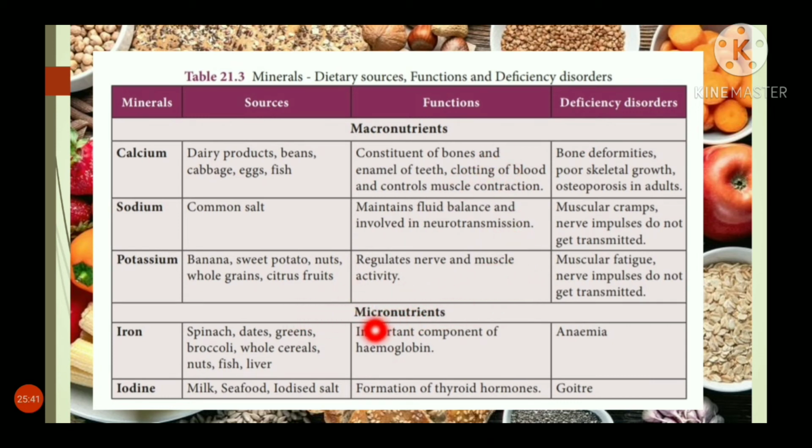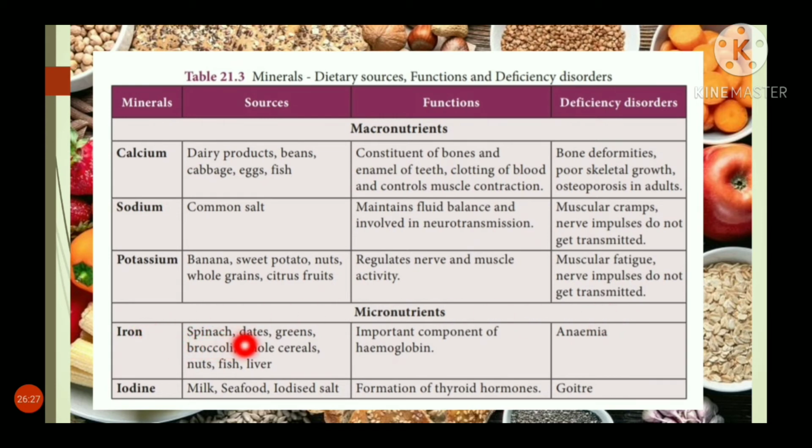Macronutrients, this is. Now, micronutrients. Micronutrients include iron and iodine. Iron is present mostly in spinach, dates, greens, broccoli, whole cereals, nuts, fish and liver. What is the function of this? An important component of hemoglobin is present in this. If you have all this food, it increases the iron content in your body, which is very important for hemoglobin. Deficiency, if you don't have this: anemia, that is less red blood cells.